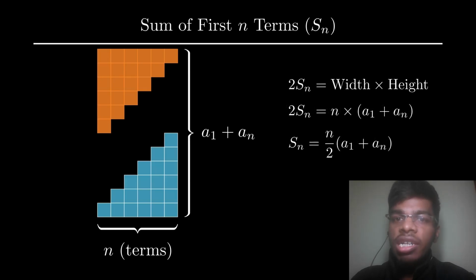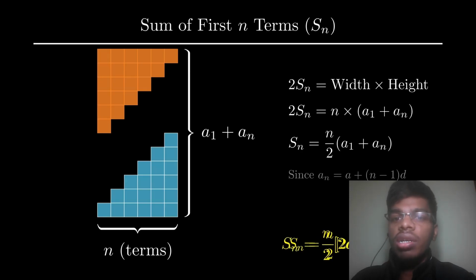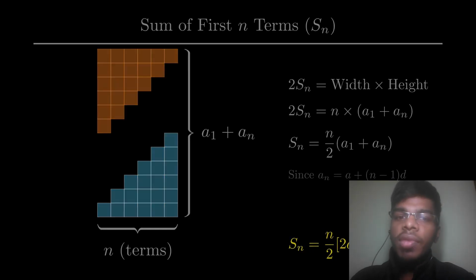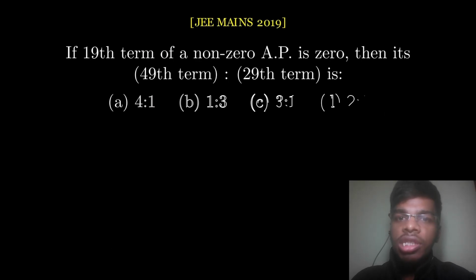So our sum of first n terms will be n by 2 into a1 plus an. Well, we know that the nth term is given using a plus n minus 1 into d. So our sum will be n by 2 into 2a plus n minus 1 into d. And that's our formula for the sum of first n terms. Okay, so now that we have discussed all of the concepts of AP, let's solve some of the problems.